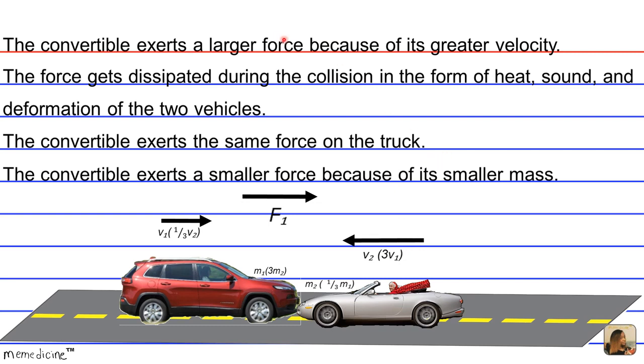Whether the convertible exerts a larger force because of its greater velocity also can't be determined since the truck has a greater mass despite its smaller velocity. Okay, it would take more work to stop the convertible still due to its higher velocity, but we can't say for certain that it exerts a larger force. So answer choice A can also be eliminated.